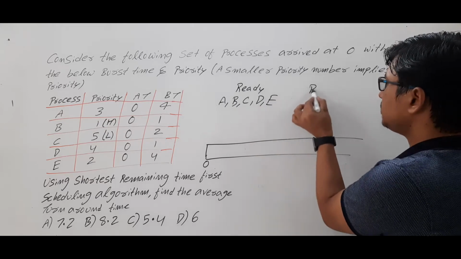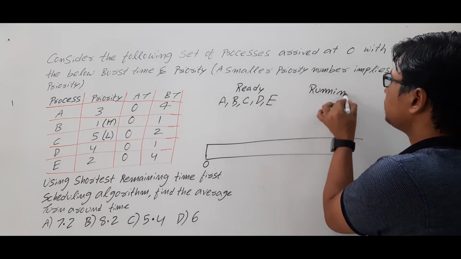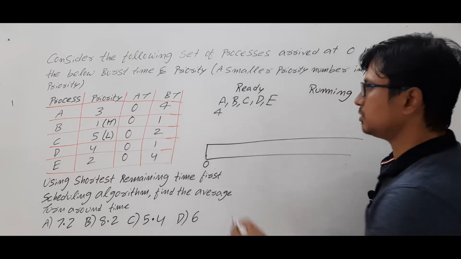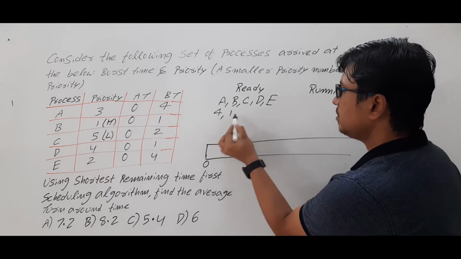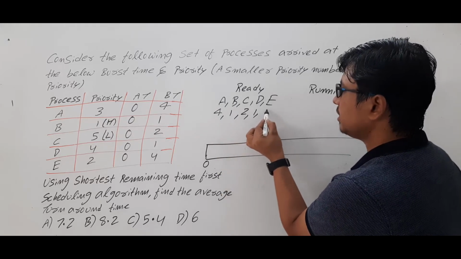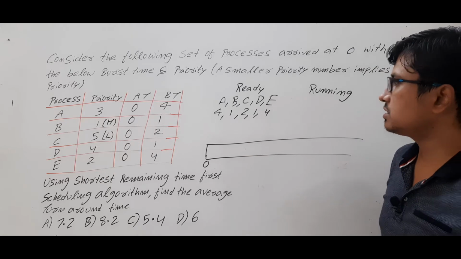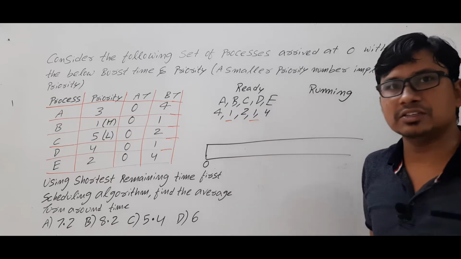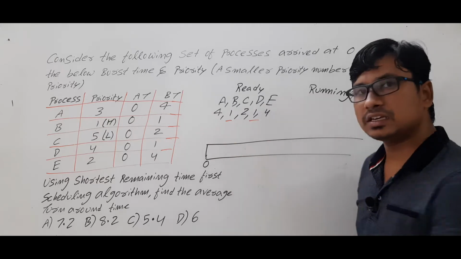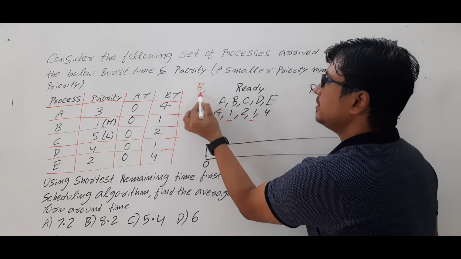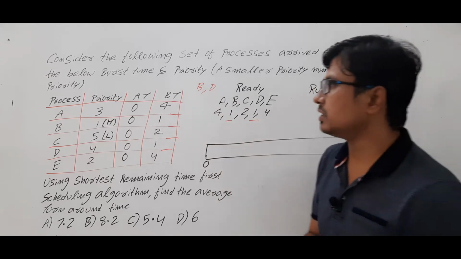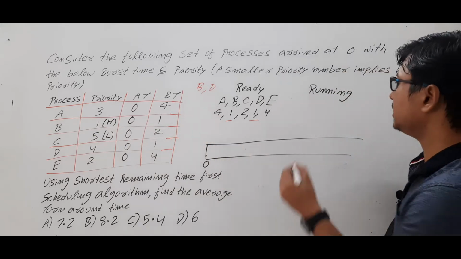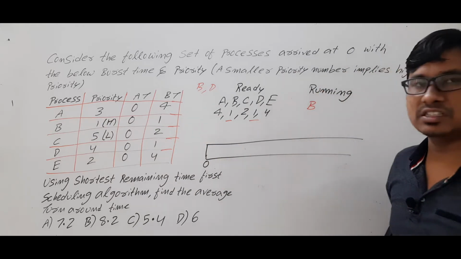Now which process will be dispatched to the running state? It depends on the burst time. Process A needs 4 units of CPU time, process B needs 1, process C 2, process D 1 and process E 4. Is it clear? Now among all the numbers, process B and process D have the lowest burst time, so there is a tie between B and D. Now you need to look at the priority. Process B has the highest priority, so process B will be scheduled to the running state.